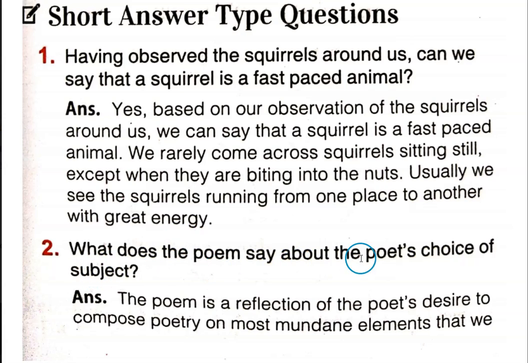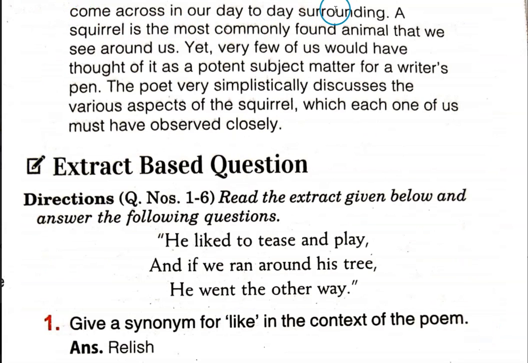What does the poem say about the poet's choice of the subject? The poem is a reflection of the poet's desire to compose poetry on most mundane elements that we come across in our day-to-day surrounding. A squirrel is the most commonly found animal that we see around us, yet very few of us would have thought of it as a potent subject matter for a writer's pen. The poet very simplistically discusses the various aspects of the squirrel which each one of us must have observed closely.